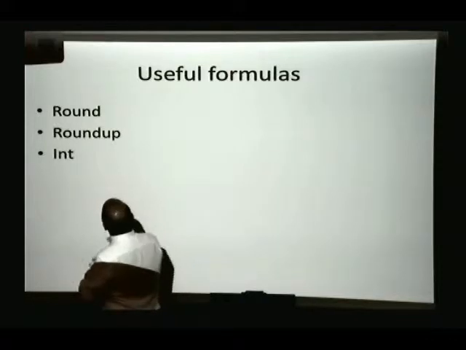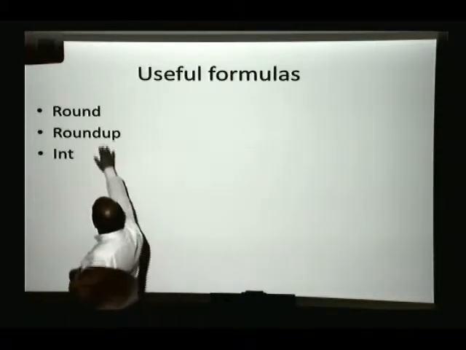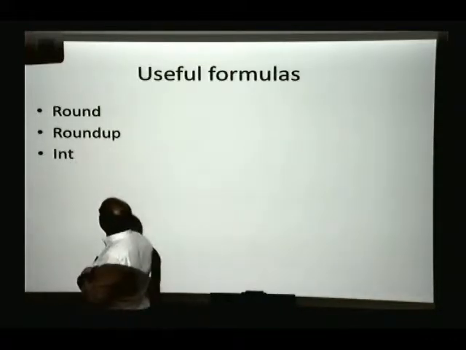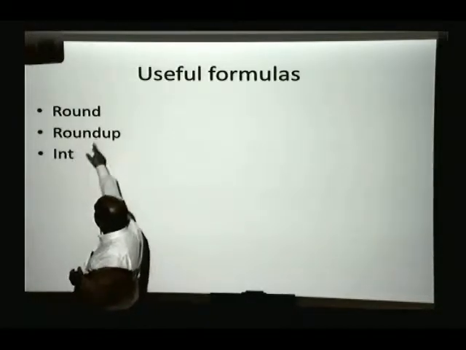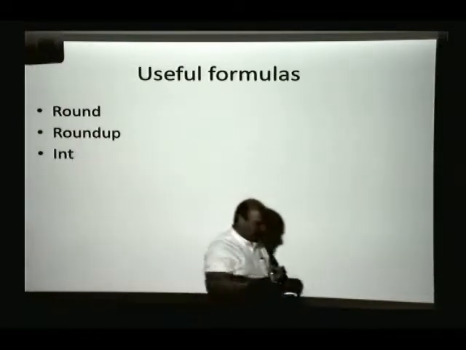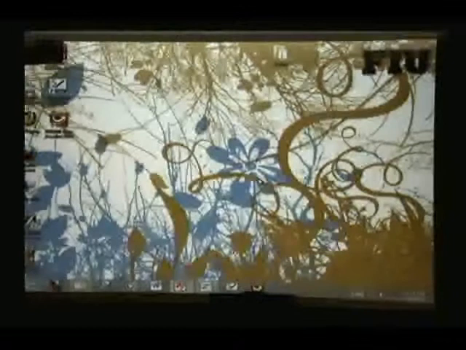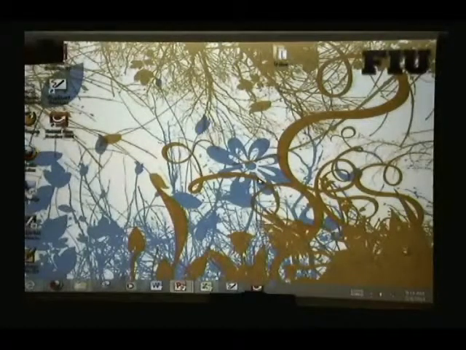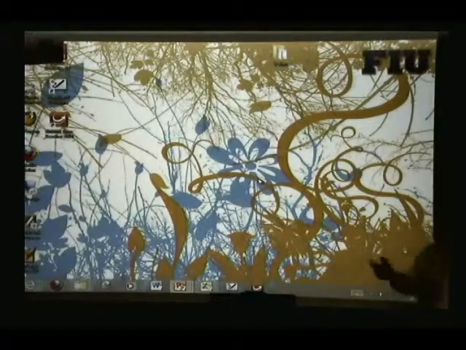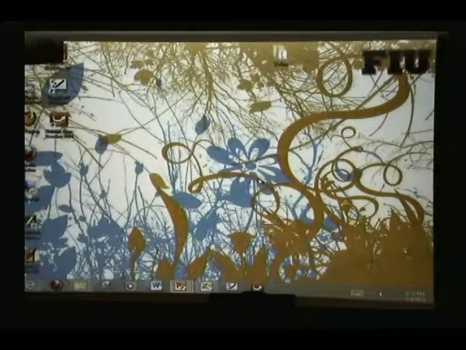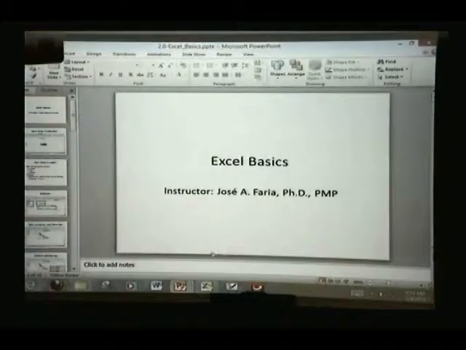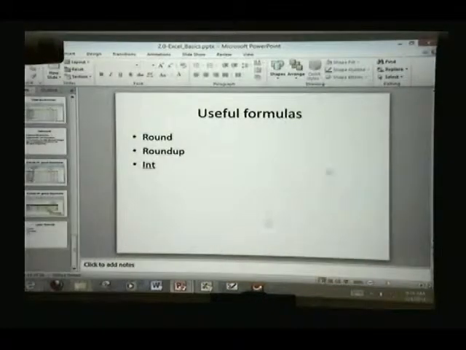Some useful formulas that we'll use are ROUND, ROUNDUP, and INT. These formulas, basically what they do is they round the number to the next integer or to the next decimal, and then the INT, it takes the integer value of a calculation and gives you that. We'll see later on how that is important and useful in Excel. So that's the basics of Excel.